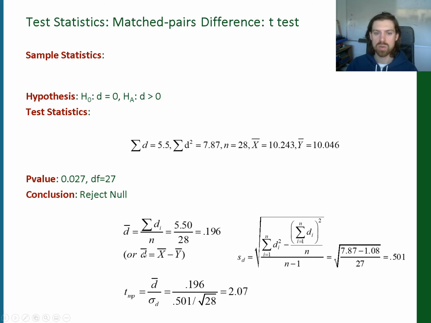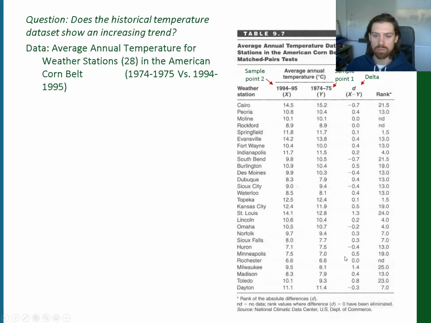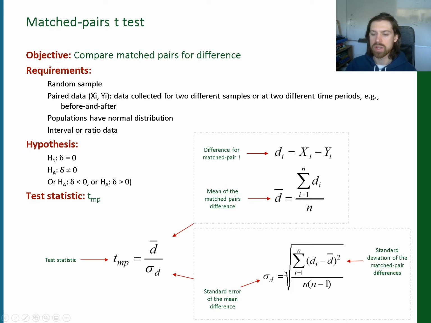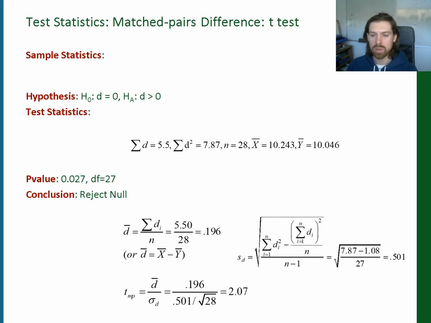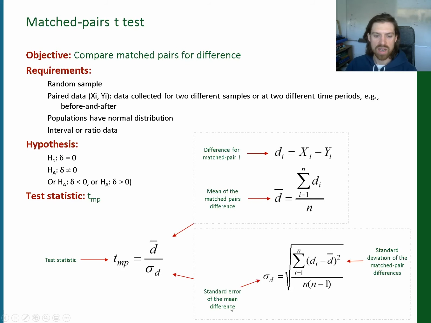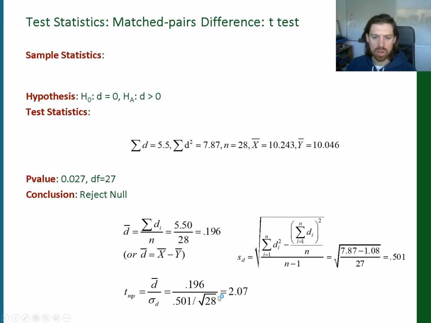I hope that's clear to you. So we've taken the sum of D divided by the number of data points in the sample, 28, and we get 0.196. And then we're able to essentially get SD over here by running through the equation that I posted up in the bottom right-hand corner of the previous slide. So we're able to get 0.501 here. So that's essentially the standard error of the mean difference. Okay, and then essentially we're able to get the test statistic, which is 2.07.